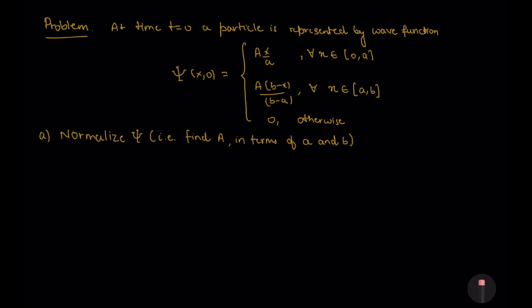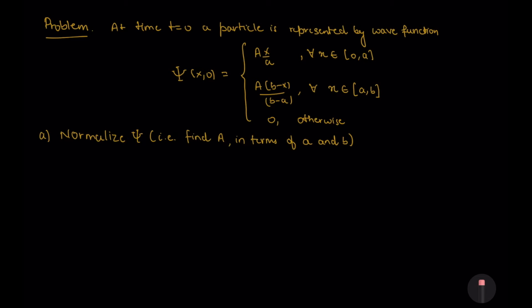Alright, so in this video, we're going to solve a problem based on the last topic we have studied, the normalization of the wave function. This problem is taken from Introduction to Quantum Mechanics by D.J. Griffiths. This is problem number 1.4, and the solution will be divided into 5 videos, which go by the 5 parts of the problem.